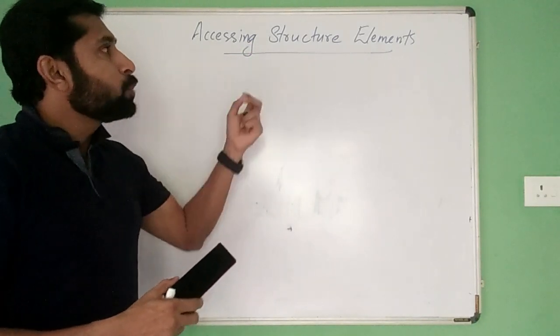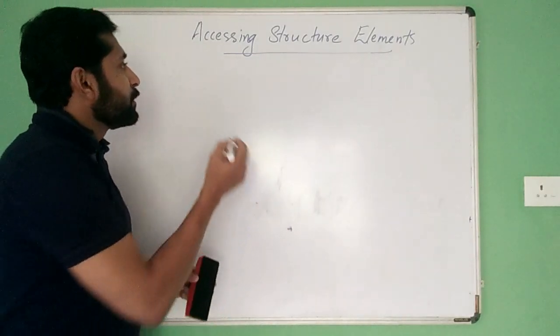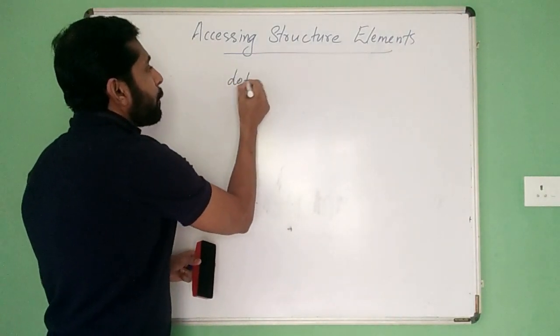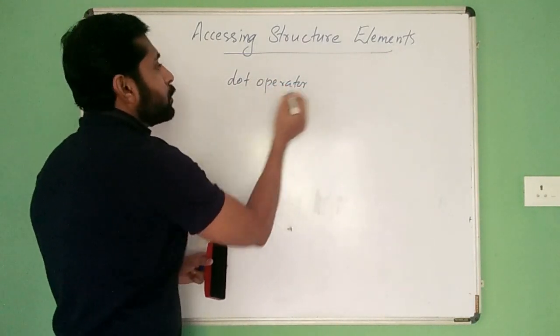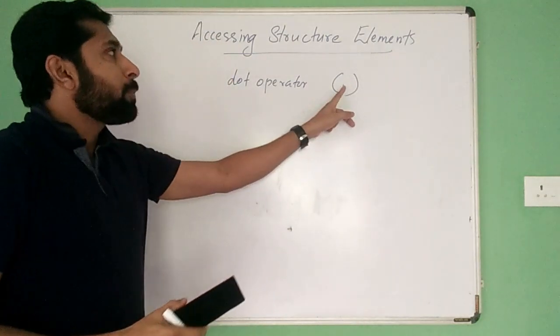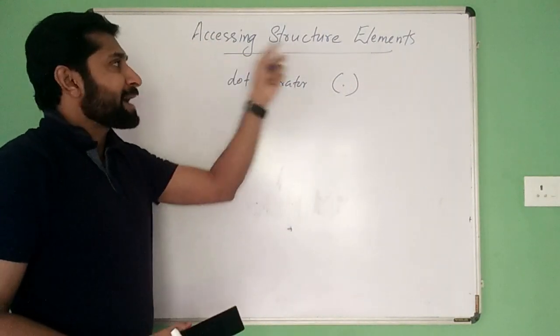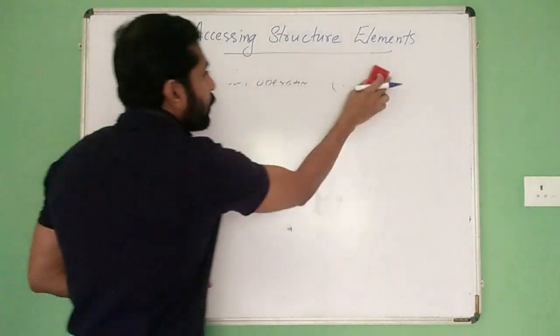The question is how to access the structure elements. The answer is using the dot operator. The dot operator is represented like this, a dot. So the dot operator is used for accessing structure elements. Let us see how it works.